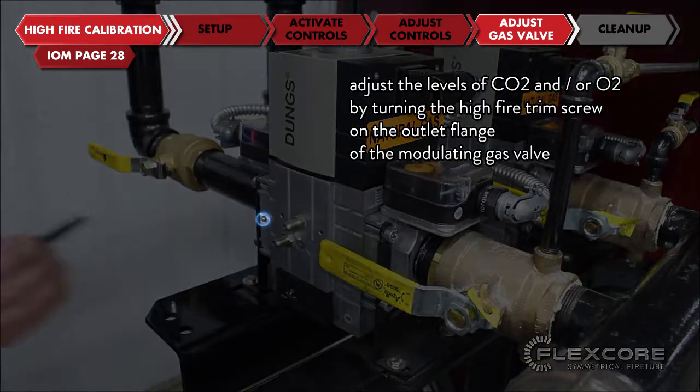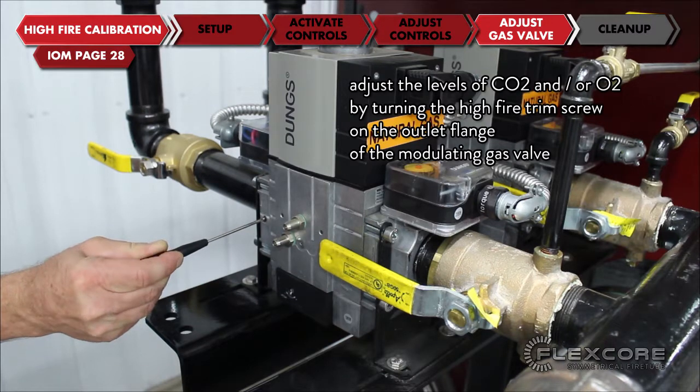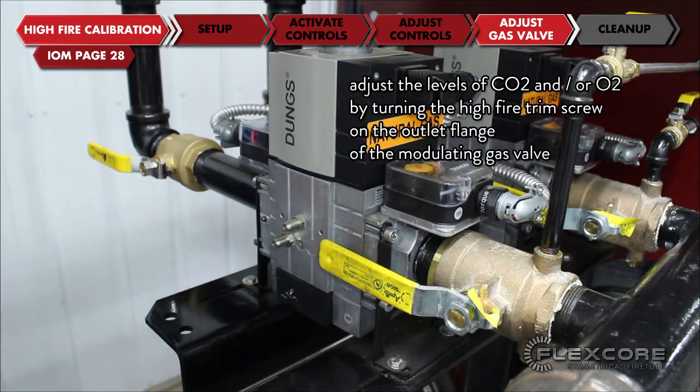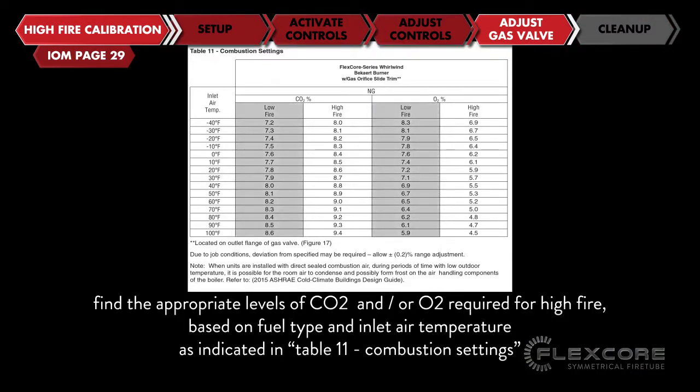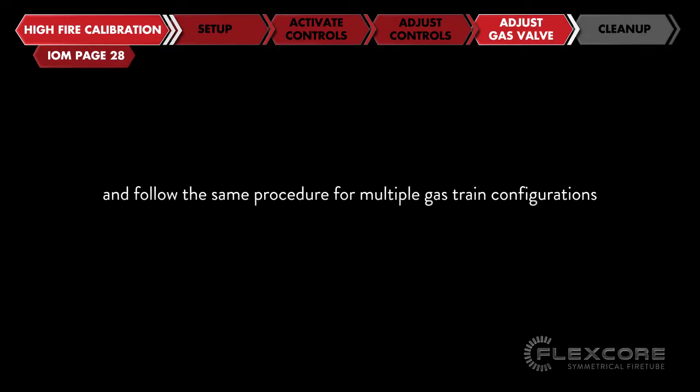Adjust the levels of CO2 and/or O2 by turning the high fire trim screw on the outlet flange of the modulating gas valve. Find the appropriate levels of CO2 and/or O2 required for high fire based on fuel type and inlet air temperature as indicated in Table 11, Combustion Settings. And follow the same procedure for multiple gas train configurations.